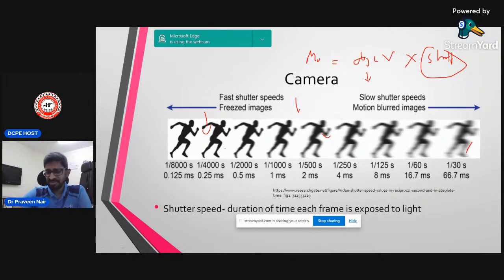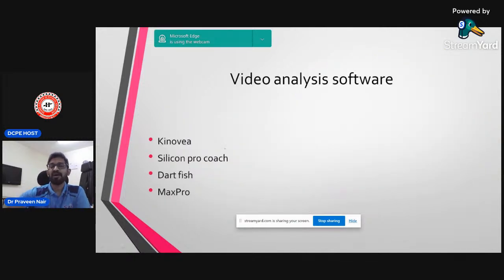Ideally, for a sprint, 100 frames per second is enough. If you have more, as I said, the more the merrier. Now, coming to the video analysis software part. This is a freely available software, Kinovea. I believe everybody is using it.